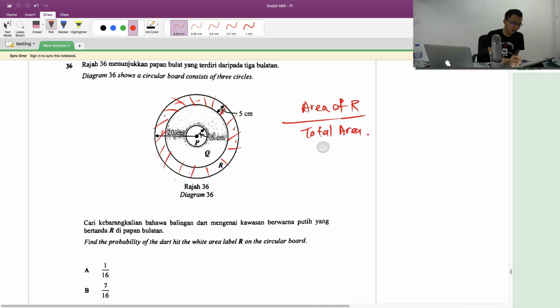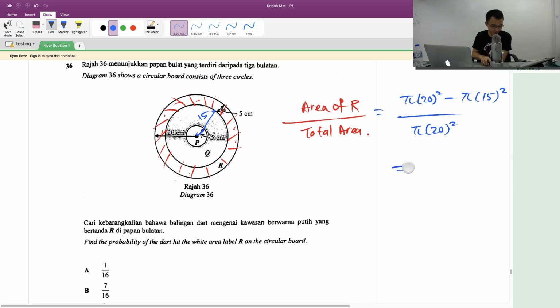Total area is quite easy because we know the radius is 20, so pi r square is very easy. But to find R, I have to use the total area minus the circle Q. The Q itself doesn't tell you the radius. Since I know total is 20, and outside is 5, here to here should be 15. So minus pi 15 square.